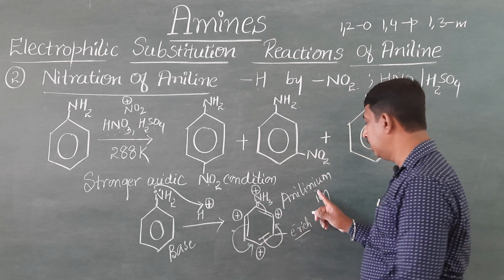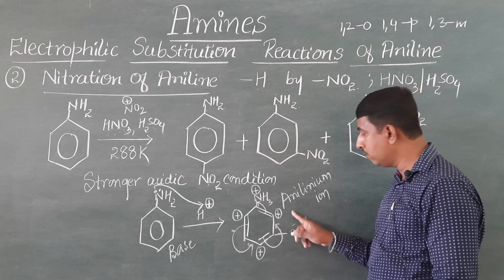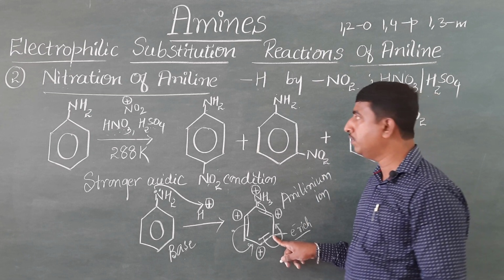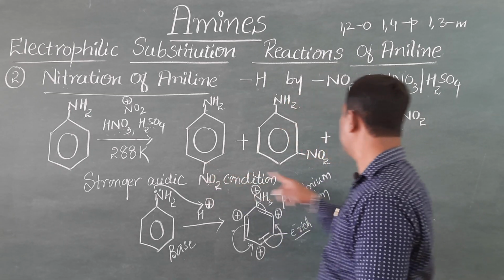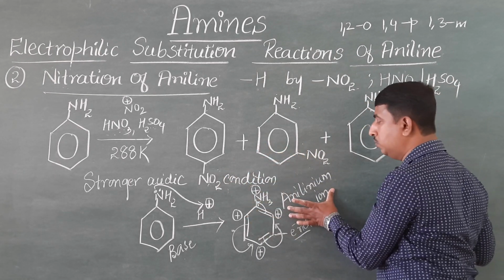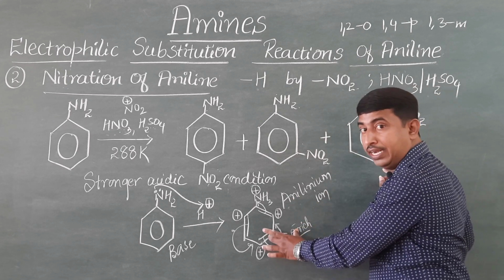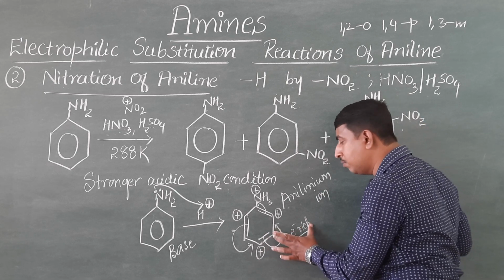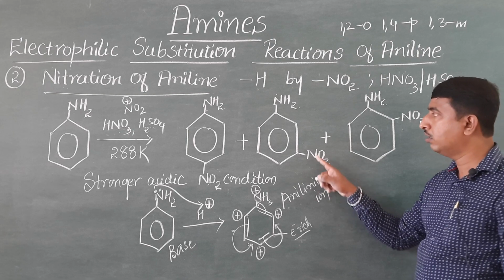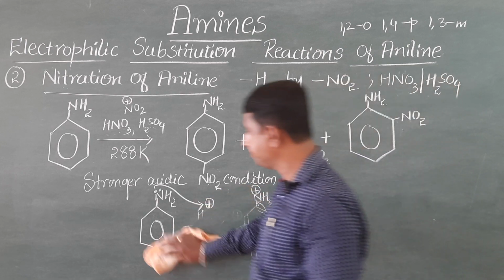In this anilinium ion, the meta position is electron rich, so the electrophile attacks the meta position. In the case of aniline, the electrophile attacks at para and ortho. This product is obtained due to the existence of anilinium ion. In anilinium ion, only the meta position is electron rich, so NO2 plus will attack there, forming meta nitroaniline. Hope it is clear.